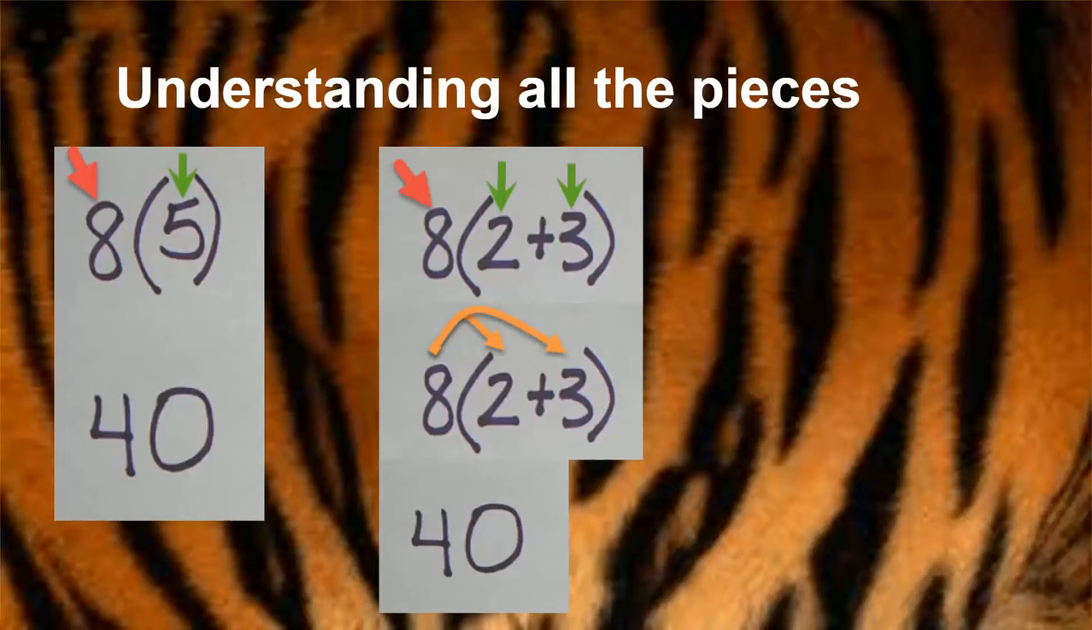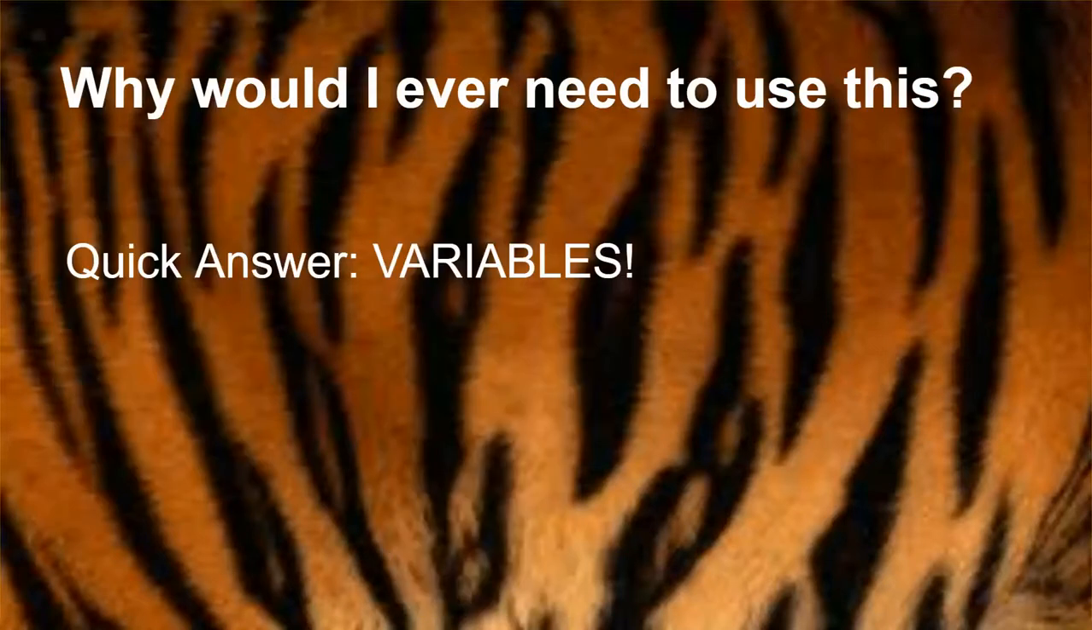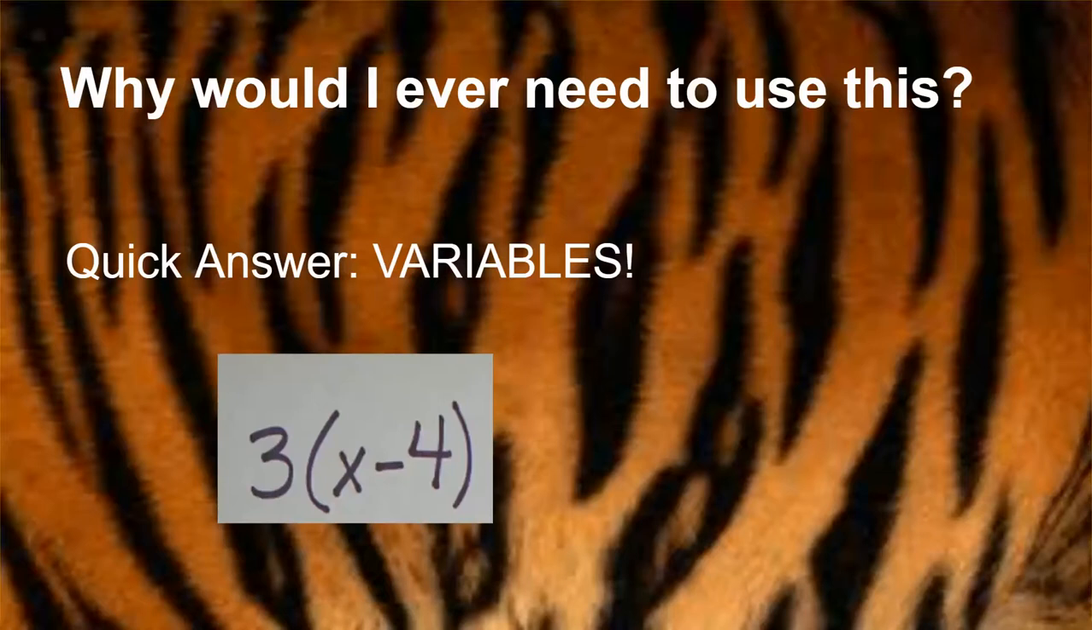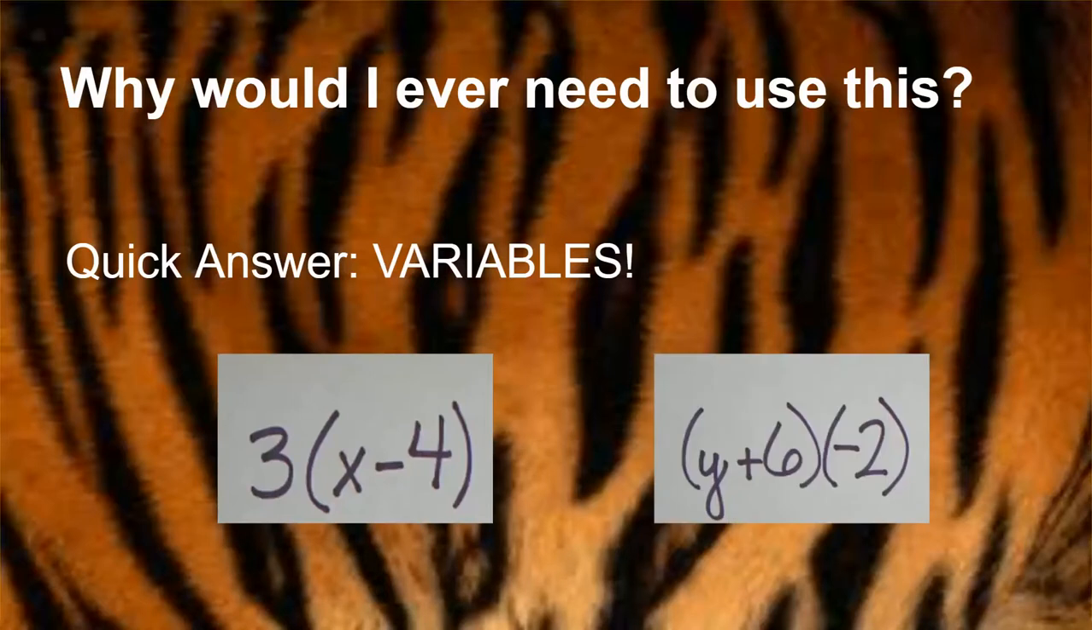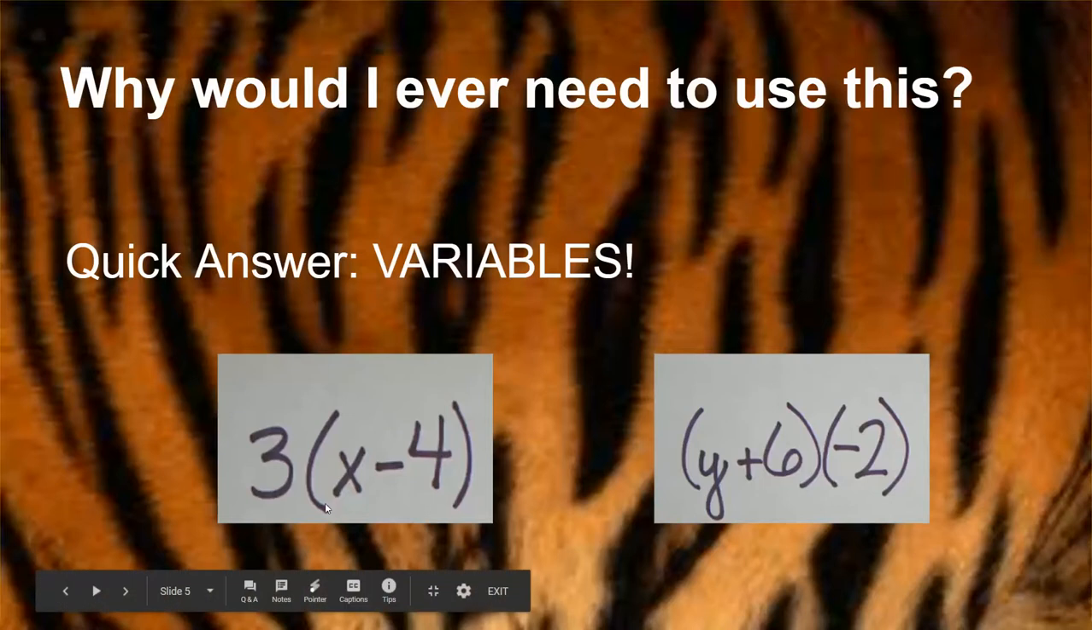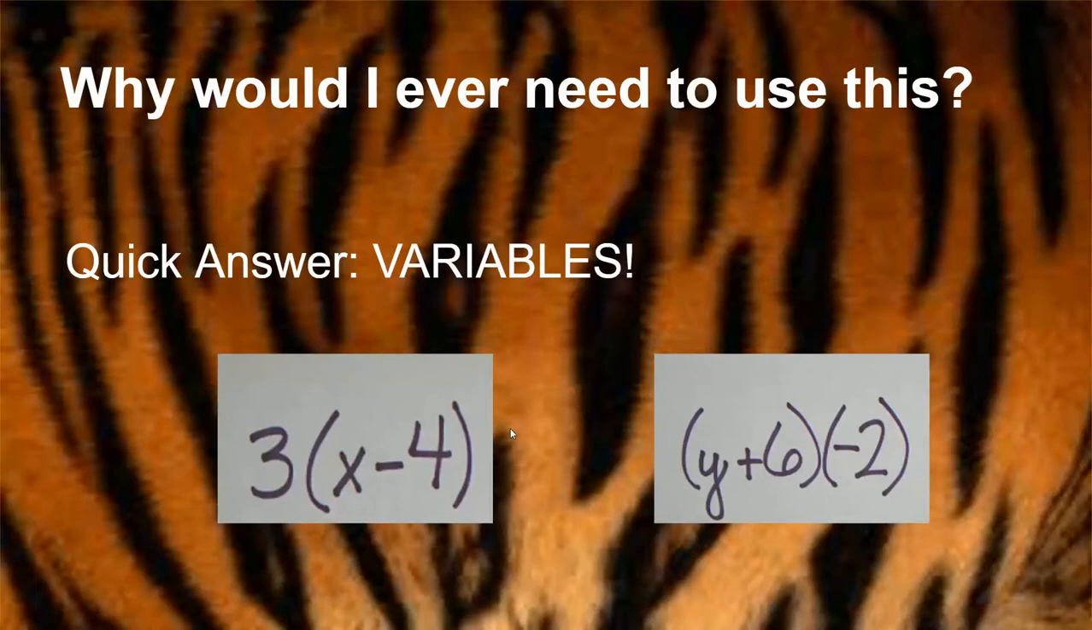Now, why would I use this? Why would this be important? Because I could add 2 plus 3 first. Well, the quick answer is variables. Look at this problem. They have variables in them. Inside the parentheses, you don't know what x is to minus 4 from it. Therefore, you can't figure that out. Over here on the right side, y plus 6. You don't know what y is, so you can't add 6 to it yet.